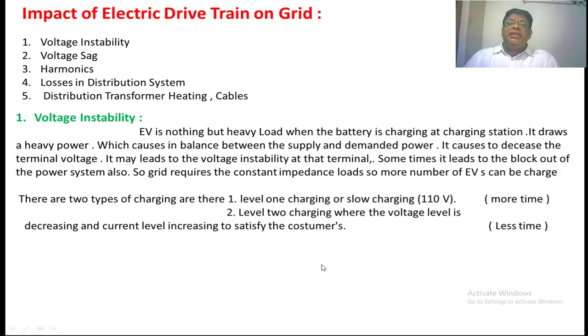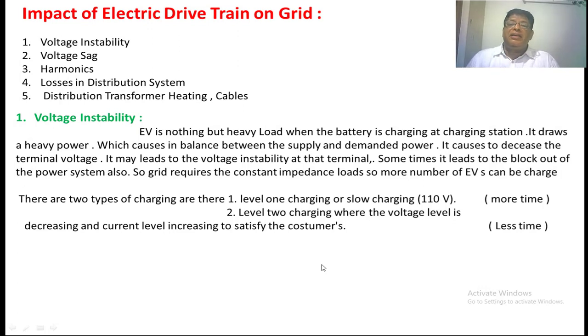Next, one more point here is that when the EVs are charging, there are two modes of charging. One is level 1 charging and another one is level 2 charging. Level 1 charging is nothing but slow charging. We are charging the battery at 110 volts, so it will take less current to charge the battery, and it will take more time.